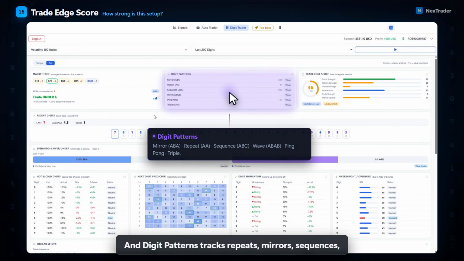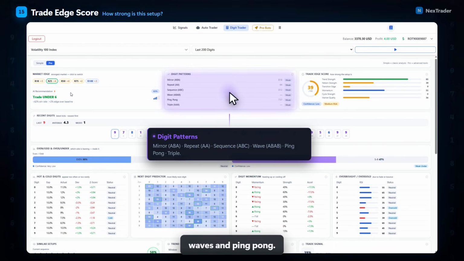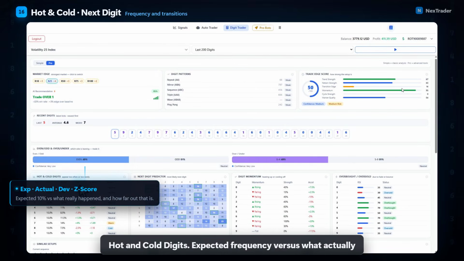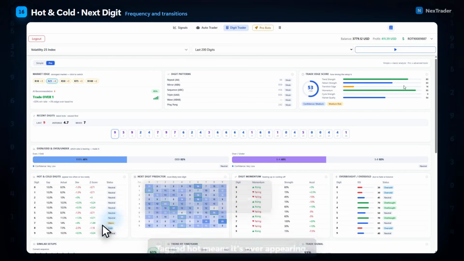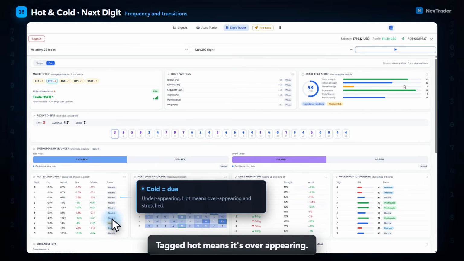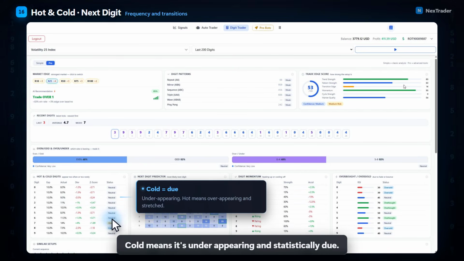And digit patterns tracks repeats, mirrors, sequences, waves, and ping pong. Hot and cold digits, expected frequency versus what actually happened, the deviation, and a z-score for each digit. Tagged hot means it's over-appearing. Cold means it's under-appearing and statistically due.